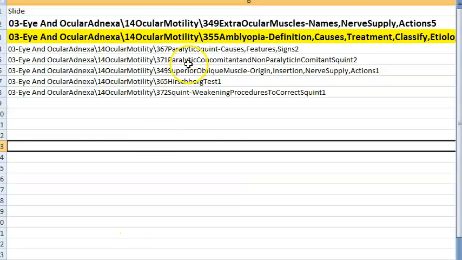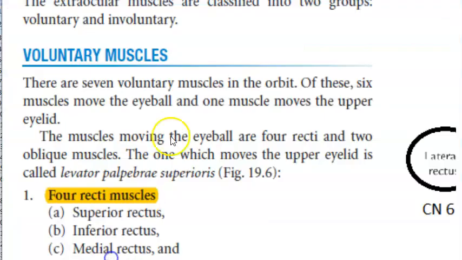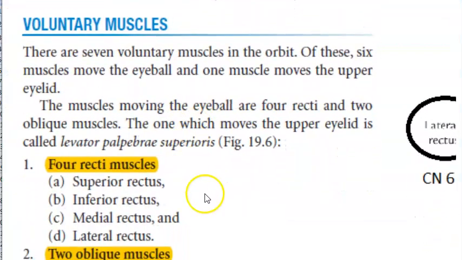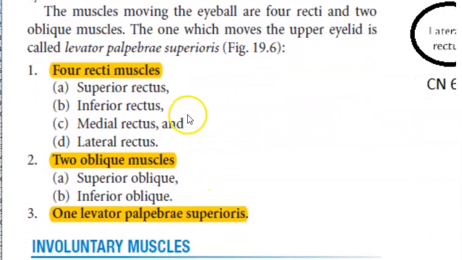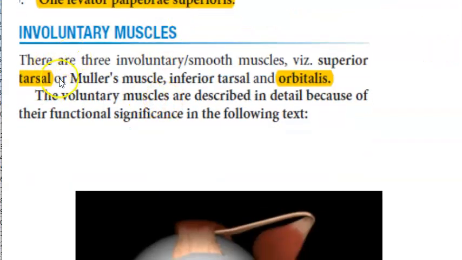Guys, let us move on to the next topic, ocular motility, extraocular muscles. So which are the extraocular muscles? You have voluntary and involuntary. Voluntary: the recti, superior rectus, inferior rectus, four recti, two obliques, superior oblique, inferior oblique, and levator palpebrae superioris. So these are totally seven. And involuntary ones are also there, because they are also considered extraocular muscles, like the superior tarsal, that is Muller's muscle, inferior tarsal and orbitalis.